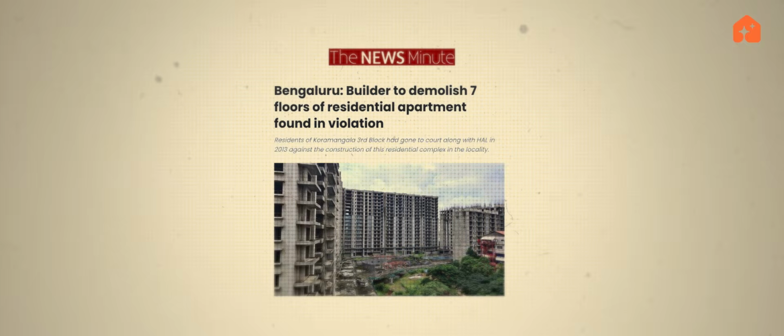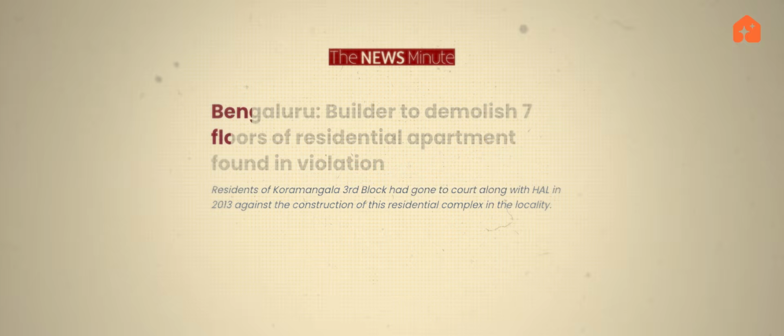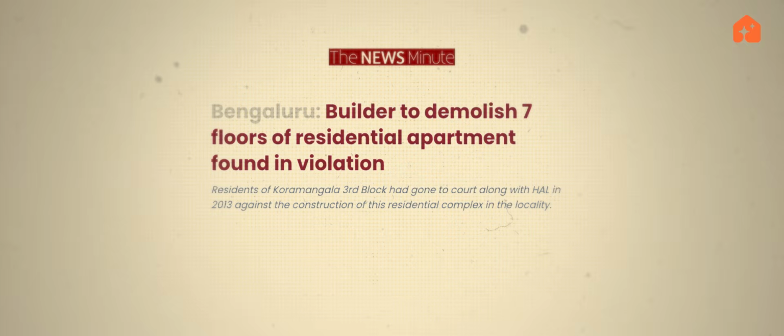This one. A premium residential project in Koramangala. A Karnataka High Court order has mandated the demolition of 7 out of 17 floors because the building violated height restrictions around HAL airport. 7 floors gone. Buyers who have already purchased flats on these floors are now going through compensation battles, relocation, financial uncertainty which they never saw coming.